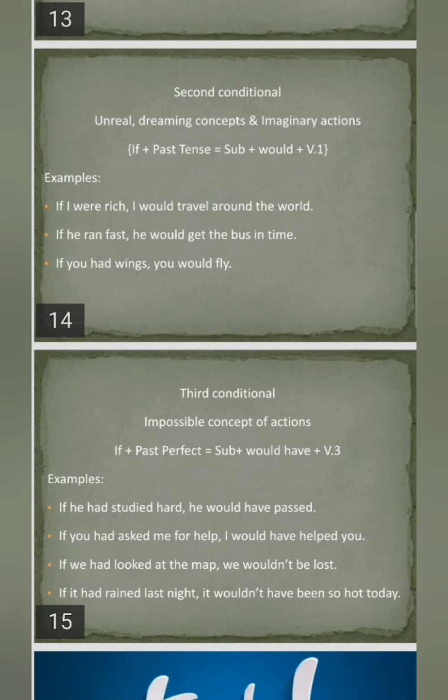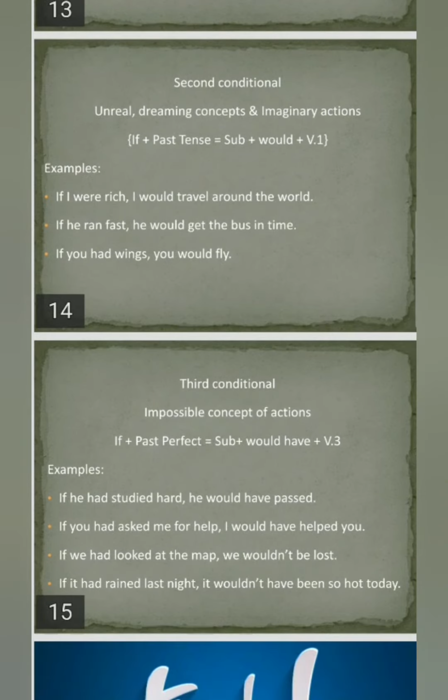If you had asked me for help, I would have helped you. If we had looked at the map, we wouldn't be lost. So already they have lost their way. So they remember the past, right? So we have to use this third conditional. If it had rained last night, it would not have been so hot today.